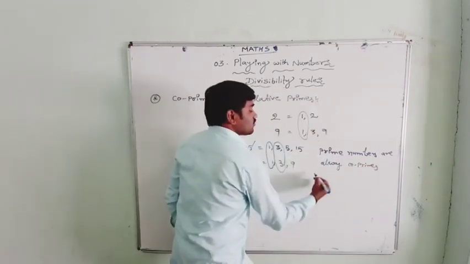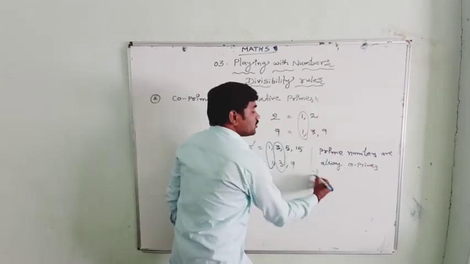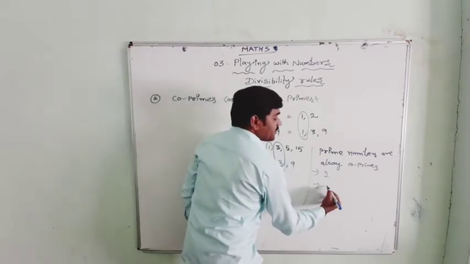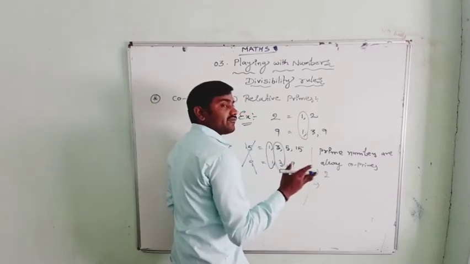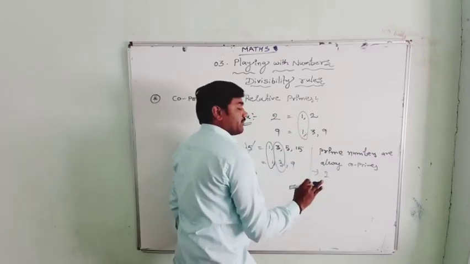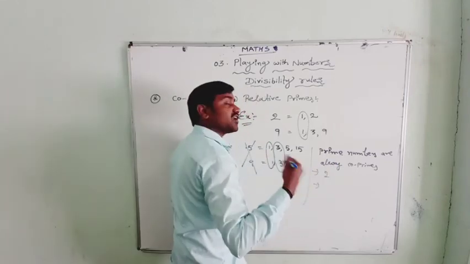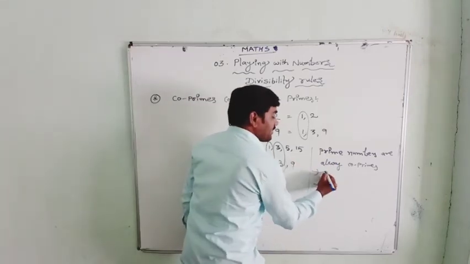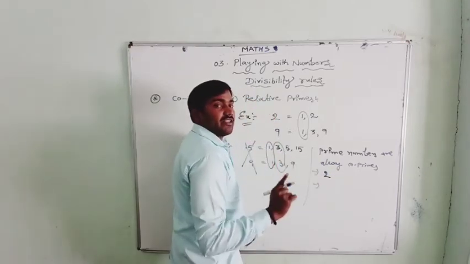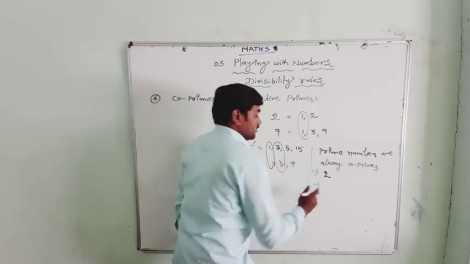So prime numbers are always co-friends. Suppose you are given two or three prime numbers. 2 is an even prime number. 2 is the only even prime number, and it is the smallest prime number. The remaining prime numbers are all odd numbers.